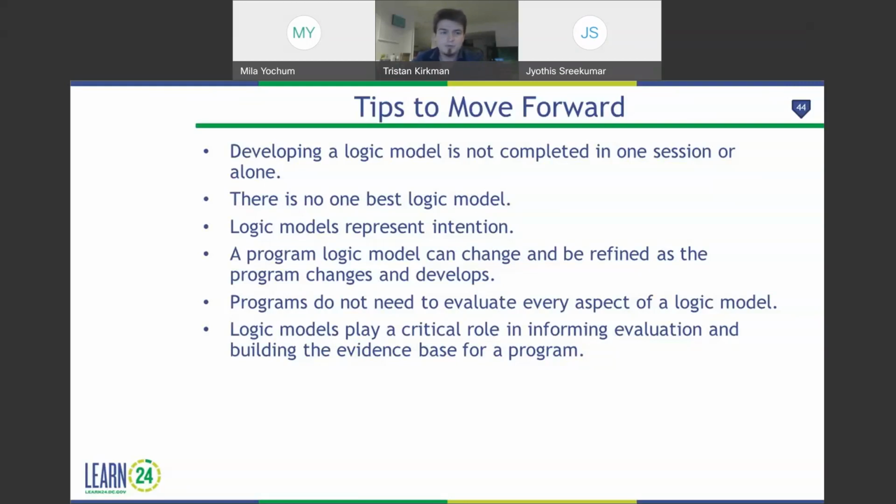Your programs don't need to evaluate every single aspect of a logic model. A good number if you can, but having the extreme detail of every single aspect isn't necessary. And logic models play a critical role in informing your evaluation and materials, and what you're planning on doing for that, and building the evidence base for your program.